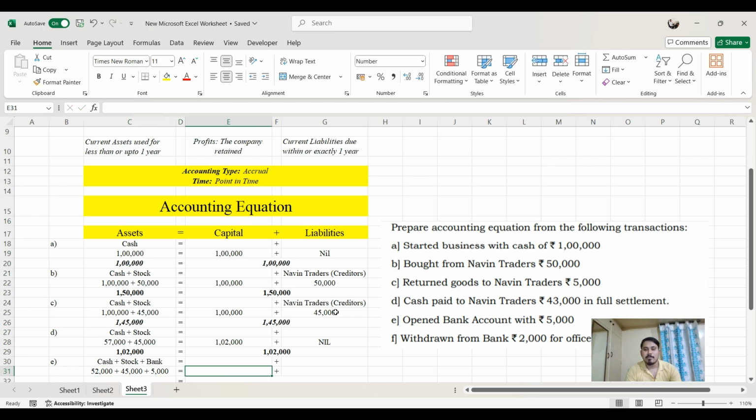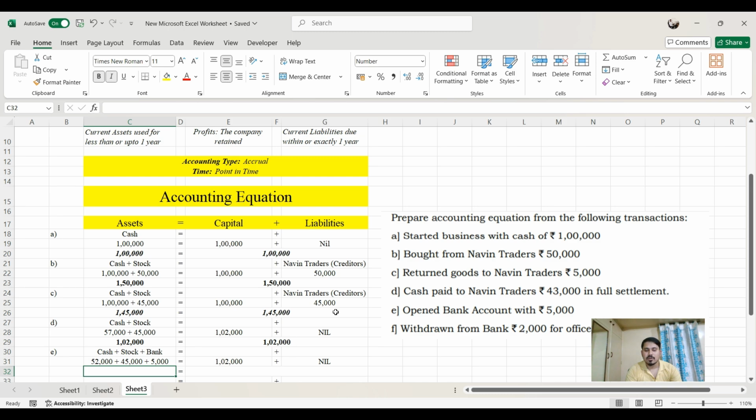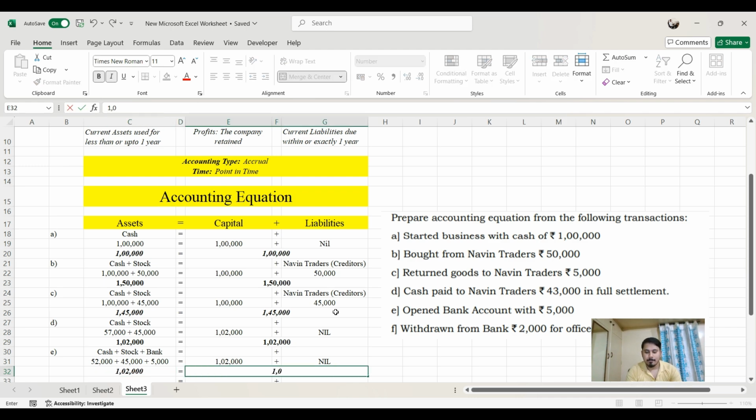So it has no impact on the capital. So the capital will remain unchanged and the liability will be nil. So at the end of the fifth equation, the total value is 1 lakh 2,000 on both sides.